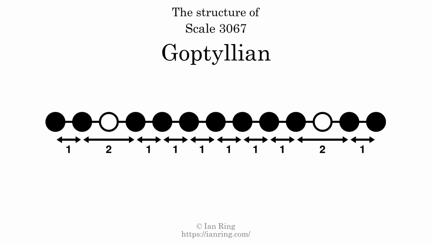The structure of a scale is a description of the interval distance between each successive tone. This scale has a structure of 1 2 1 1 1 1 1 1 2 1.